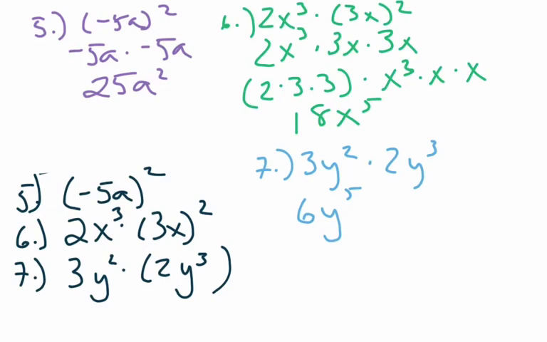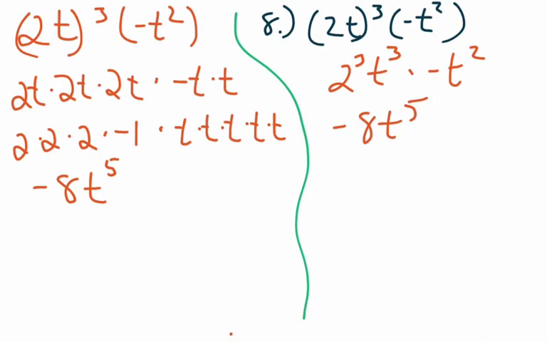For the next one, all I did here was I removed the parentheses. 3 times 2 is 6, and then y squared times y to the 3rd is y to the 5th. Make sure you know when you're multiplying and where you're adding there. Next one.